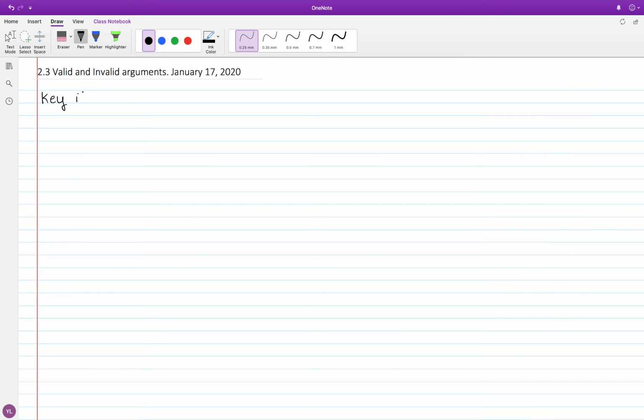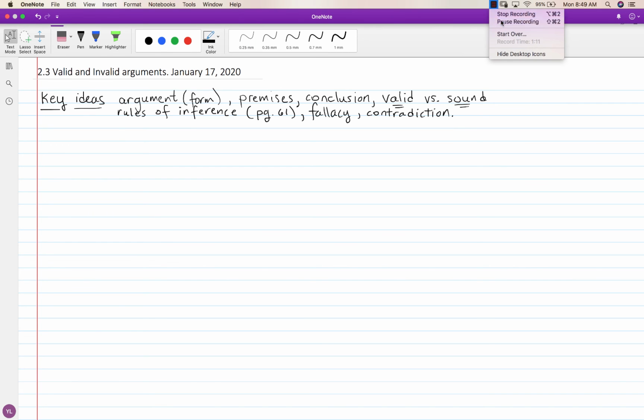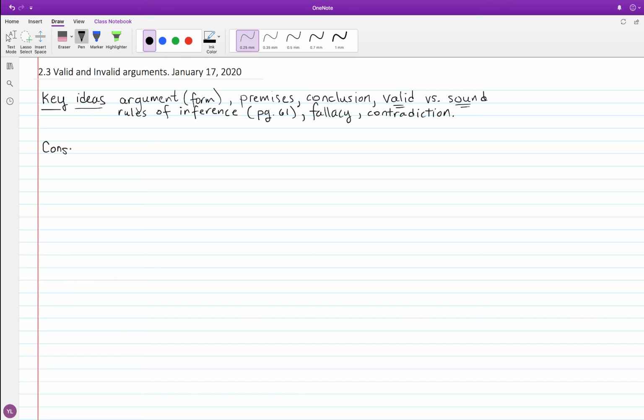In section 2.3, we're taking a look at mathematical arguments, and arguments in general, but towards the goal of understanding precise mathematical arguments. We're going to look at argument structure, the premises, the conclusions, and introduce some precise terminology that helps us describe whether the argument is good or not. Validity versus soundness are a couple of really important ideas. Rules of inference are sort of the engines of the argument, and then we'll talk about some errors that can occur in arguments.